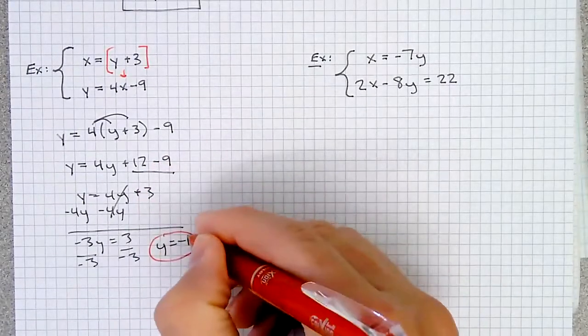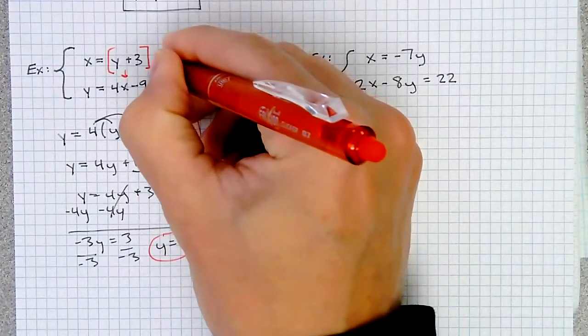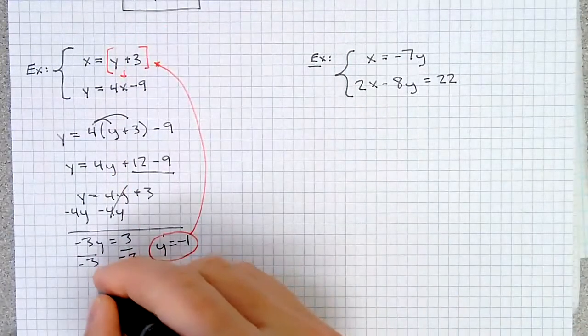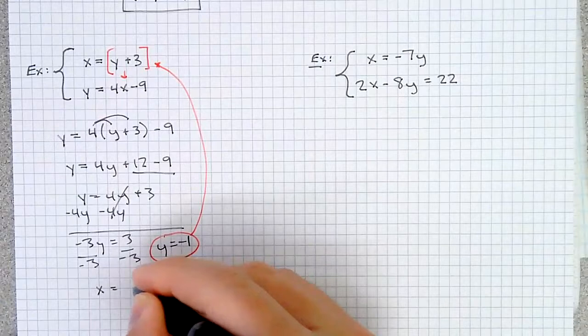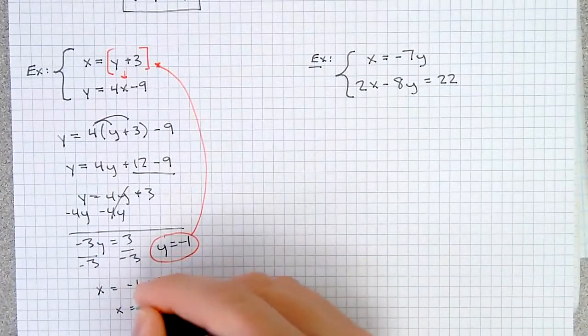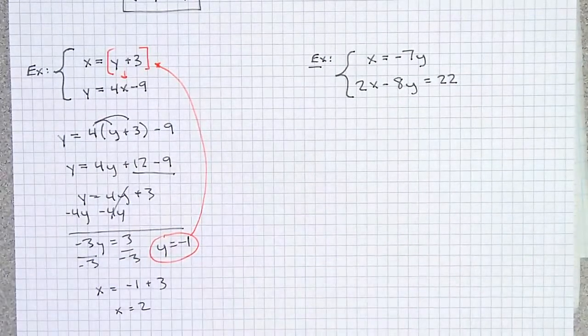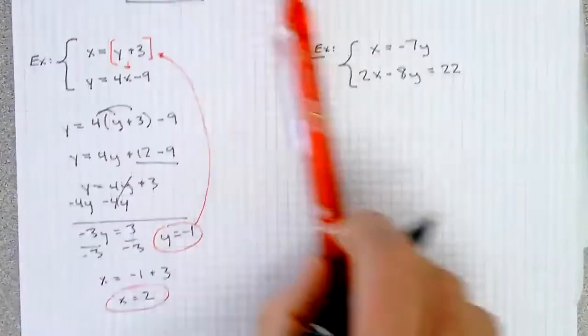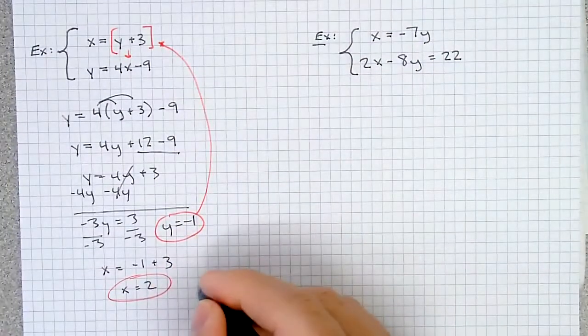So we take our y value, we plug it back up top. We get x equals negative 1 plus 3. X equals positive 2. So our final answer is 2, negative 1.